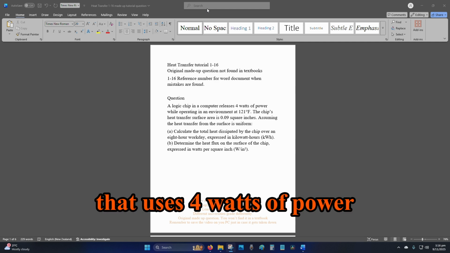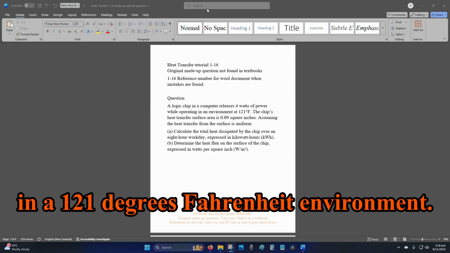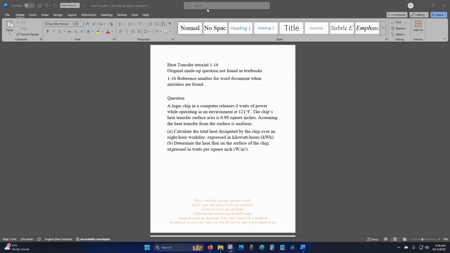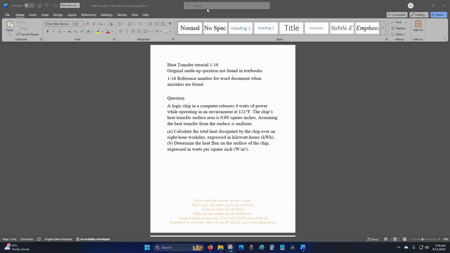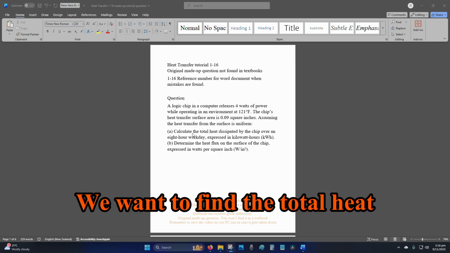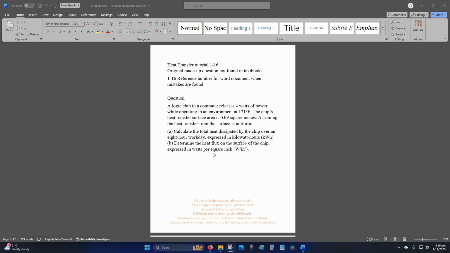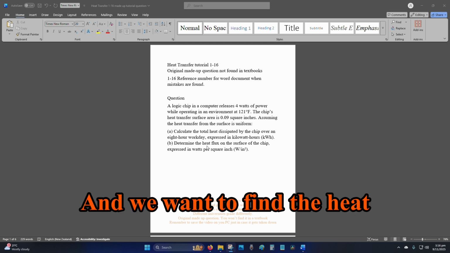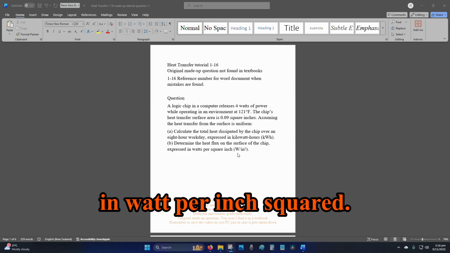We got a microchip that uses 4 watts of power in a 121 degrees Fahrenheit environment. The surface area of the microchip is 0.09 square inches. We want to find the total heat dissipated in kilowatt hours. And we want to find the heat flux on the surface of the chip in watt per inch squared.